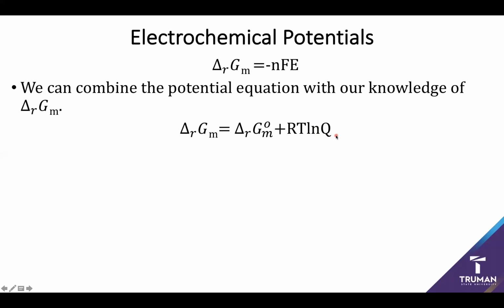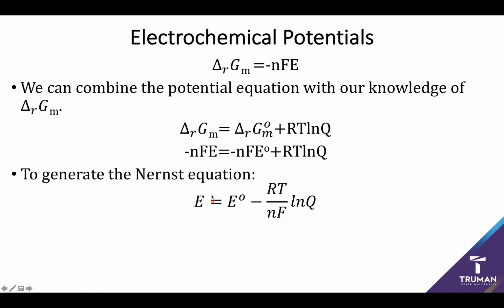So in a more general term, what we can do is substitute in our potential expression for both the Gibbs free energy of reaction and the standard state conditions, which is a little bit bulky until we start noticing that both our potential term and our standard state potential term both have prefactors of negative NF. So I can divide the whole expression by negative NF, and I get the potential equals the standard state potential minus RT over NF, natural log of the reaction quotient.